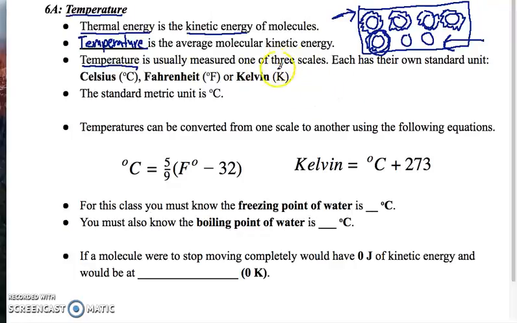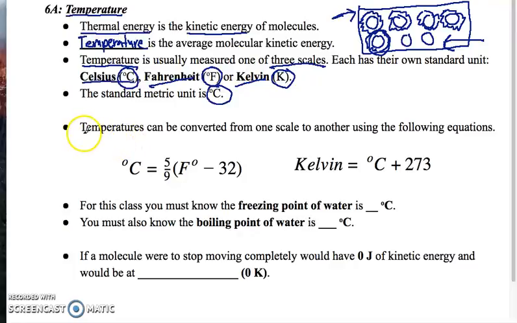Temperature, I know you're definitely familiar with it. It's measured in one of three scales. Each scale is going to have its own standard unit. There's the Celsius scale with degrees C. There's the Fahrenheit scale with degrees F. Then there's the Kelvin scale, which technically is not degrees Kelvin, it's just Kelvin. The standard metric unit we're going to use is degrees Celsius. So unless it specifies otherwise in a problem, you're going to put degrees Celsius.